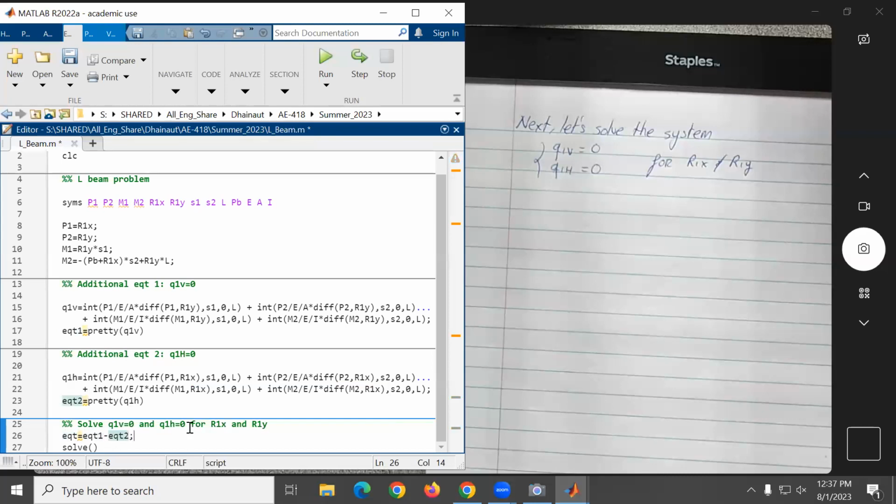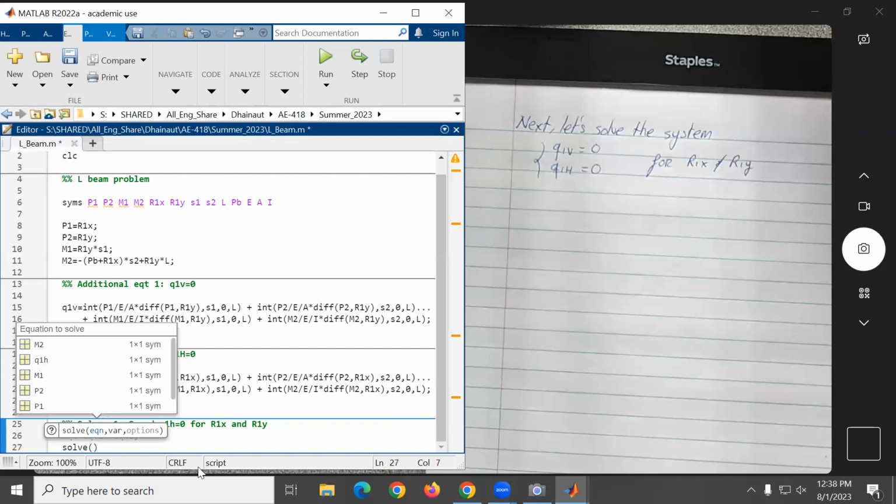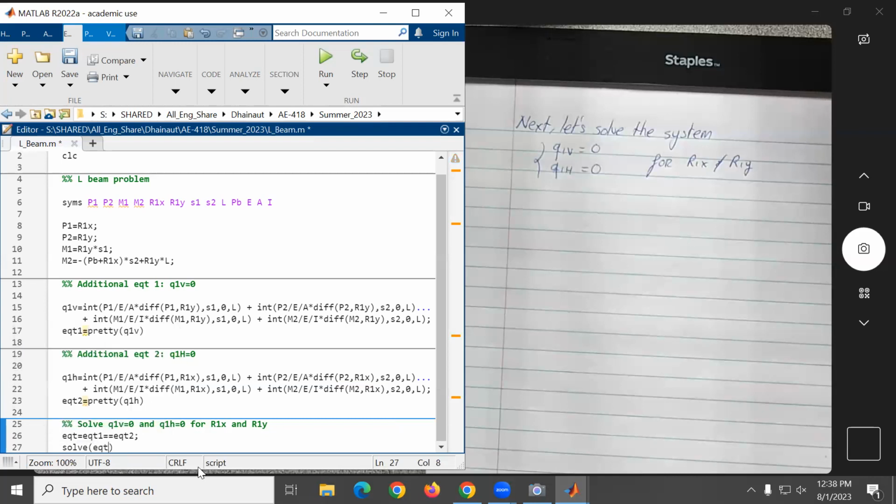Equal, instead of... Okay, but then we need to do this differently, no? You have to use double equal, instead of the minus. Okay. All right, and now we just say solve EQT, but we need to put the variables, no? Comma, R1.